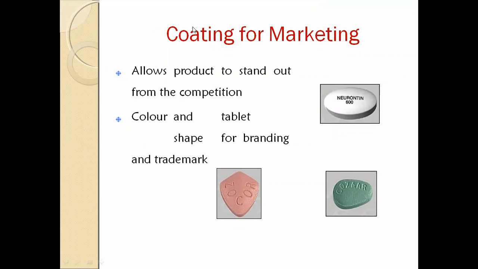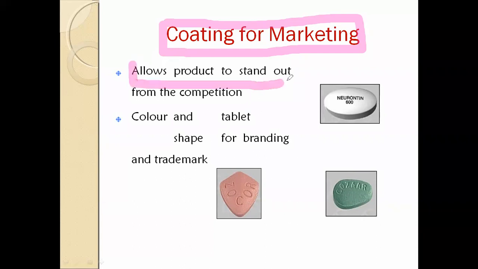Now let's talk about this point, that is coating for marketing. You know that whenever a product is manufactured, marketing plays an important role in the overall sales of that product. So coating can be a very essential tool for marketing purposes. Let's see this with the help of examples. This coating will allow the product to stand out from the competitor. Suppose you have various competitors in the market, and you are applying a coating which will give a special identity to your product.